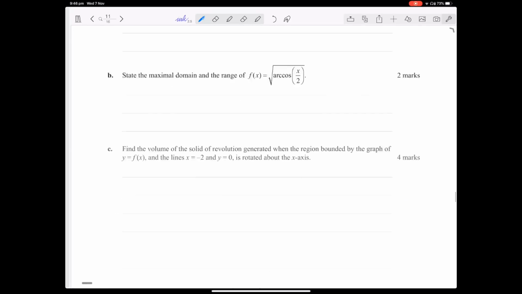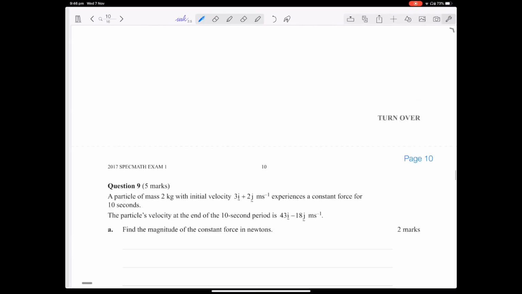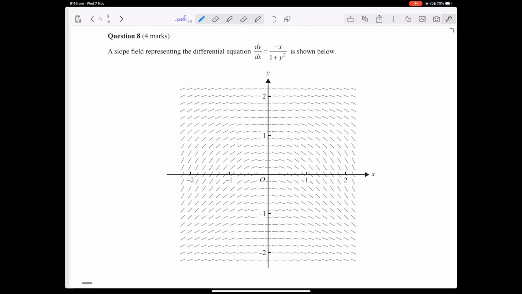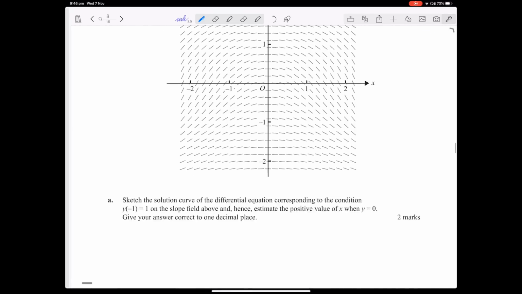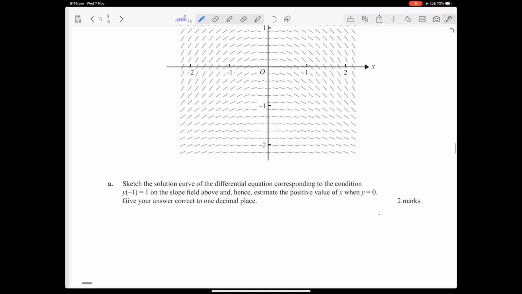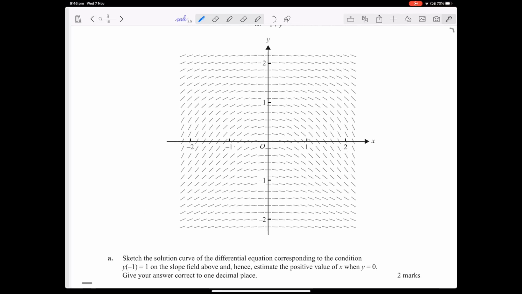How many questions has this got? Okay. A slope field representing that differential equation is shown below. Sketch a solution of the differential equation for y of negative 1 equals 1.